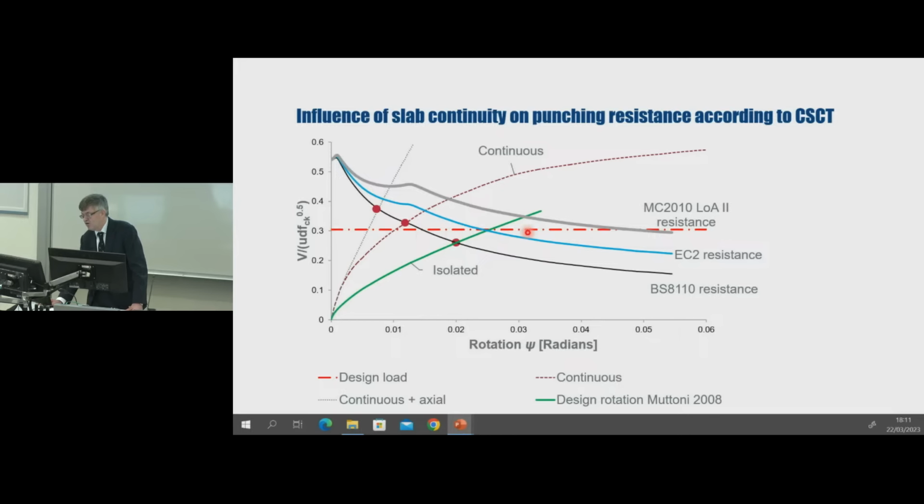Also shown on the curve is the design shear stress corresponding to the load that was used to design the flexural reinforcement for the slab. If we look at the results, we see that the failure load of the isolated test specimen is below the required design shear resistance. However, when we account for the beneficial effects of continuity, which has the effect of reducing the rotations and hence increasing punching resistance, we find that even the slabs with shear reinforcement designed to BS 8110 are safe.